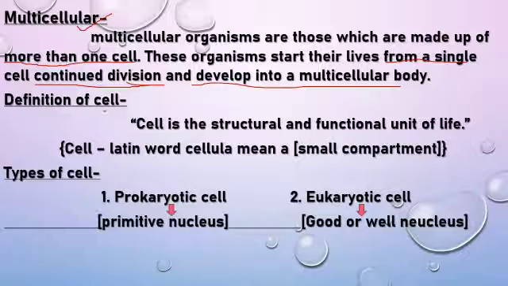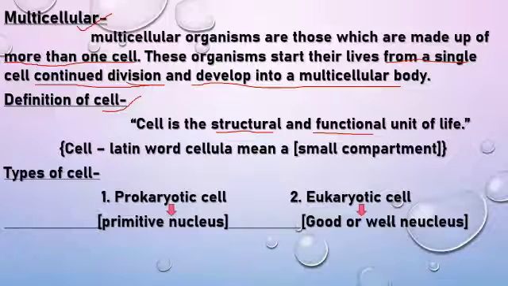The next one is the definition of a cell. Here we discuss the definition of the cell. The cell is the structural and functional unit of life, as I already told you. Or we can say the cell is the unit of life, because our body is made up of cells. A group of cells makes tissues, a group of tissues makes an organ, and a group of organs makes our body. It's an important point to note.